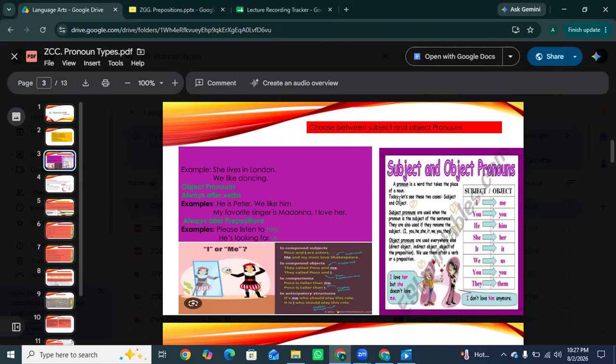And object pronouns receive the action of the verb, or they come right after a preposition. Words like to, for, with, at. For example, object pronouns are me, you, him, her, it, us, them. They are object pronouns.